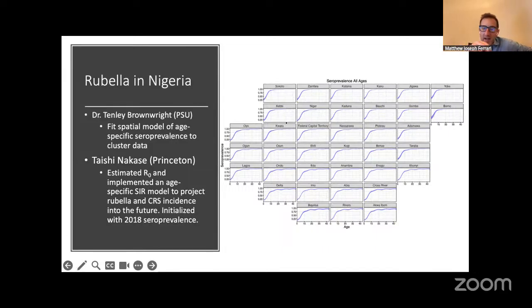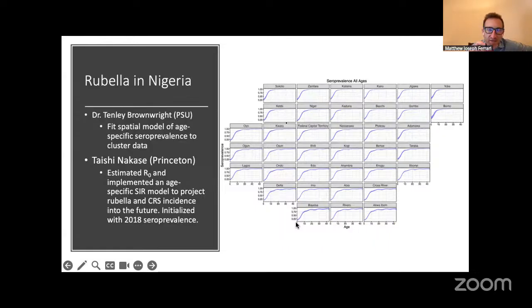And this was predicated on developing a mathematical representation of the pattern that's illustrated here on the screen. And so each facet in each box here has a line that represents one state in Nigeria, and the boxes are roughly aligned geographically, with the top being northern states and the bottom being southern states.